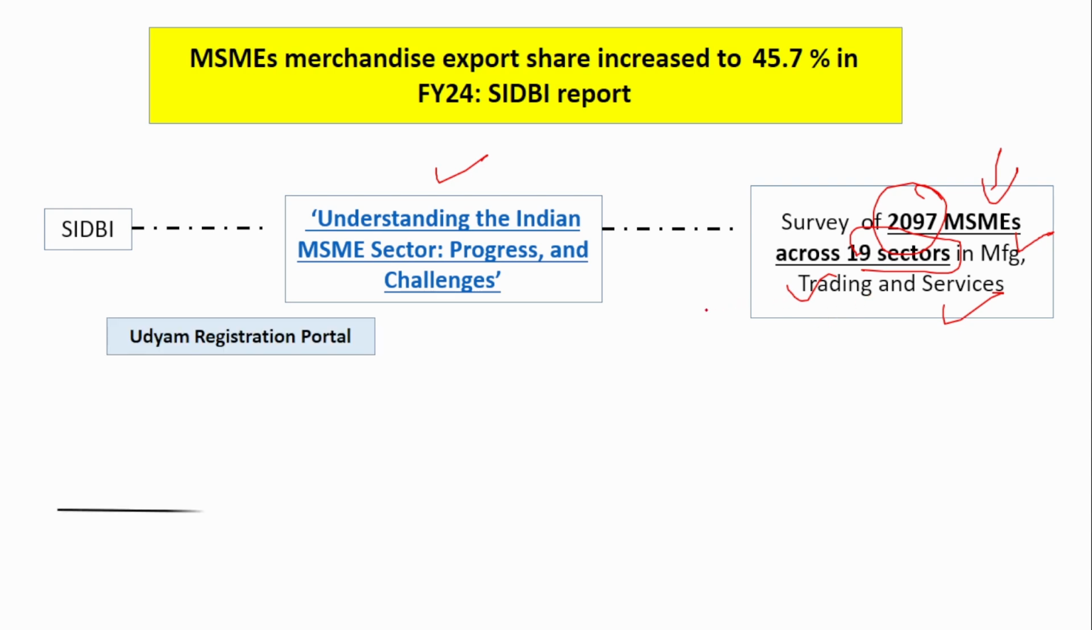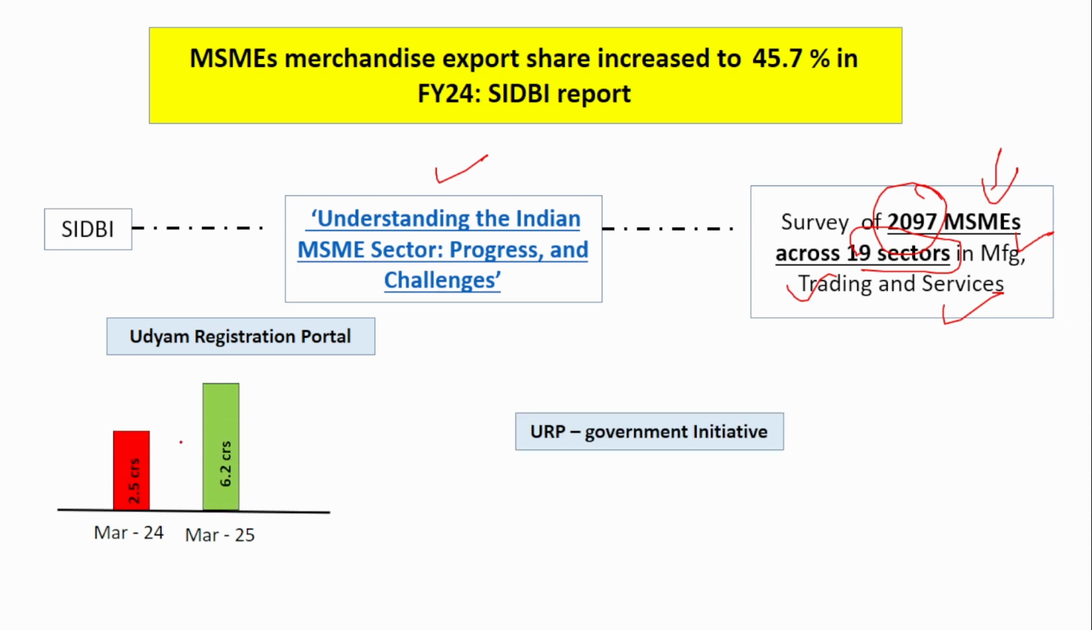Okay. In this survey, it was observed that compared to March 2024, in March 2025, 6.2 crore MSMEs have registered themselves on the Udyam registration portal. This Udyam registration portal is a government initiative. If MSMEs want any loan or even proper recognition, they have to be registered with this portal. And it is very easy because it can be done digitally. Also, if an MSME wants to participate in the public procurement process or public procurement jobs, they also have to be registered with this Udyam registration portal.